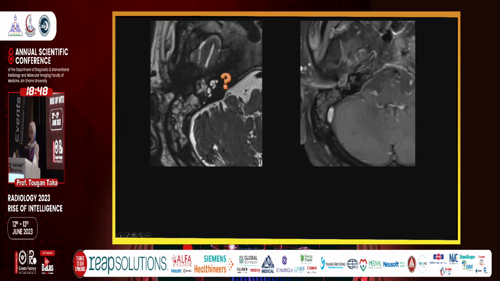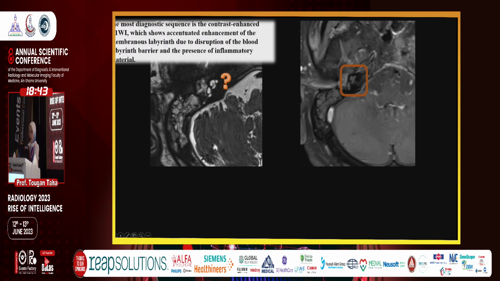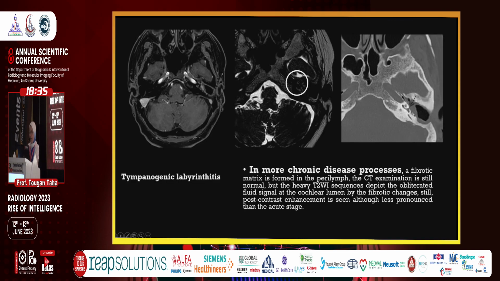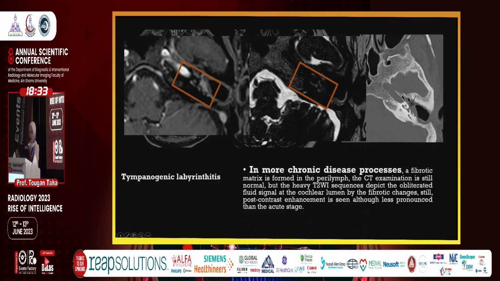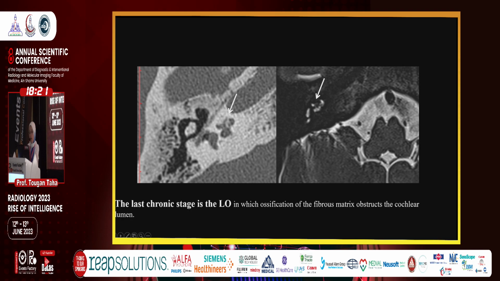Here is an acute stage of labyrinthitis with normal T2, however, contrast enhancement of the cochlear lumen by the inflammatory debris is the only radiological finding. And this is the fibrous stage of labyrinthitis, where there is loss of the fluid signal in T2 and there is enhancement of the cochlea. The CT is still normal. And this is the last chronic stage, labyrinthitis ossificans, in which ossification of the fibrous matrix obstructs the cochlear lumen.